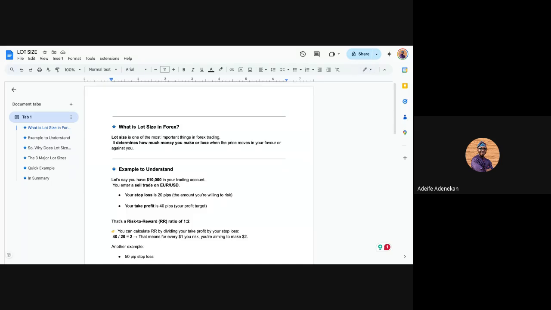Then we go to another complex concept. It's not exactly complex. It's not supposed to be complex. A bit complex concept is lot size in trading, right? What are lot sizes? How do you understand lot sizes? How do you explain lot sizes? Things like that. And what is the effect of a lot size? What does the lot size do?